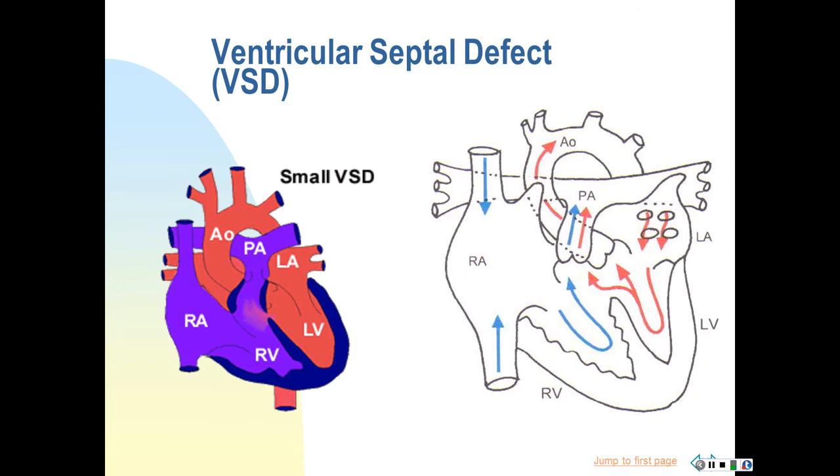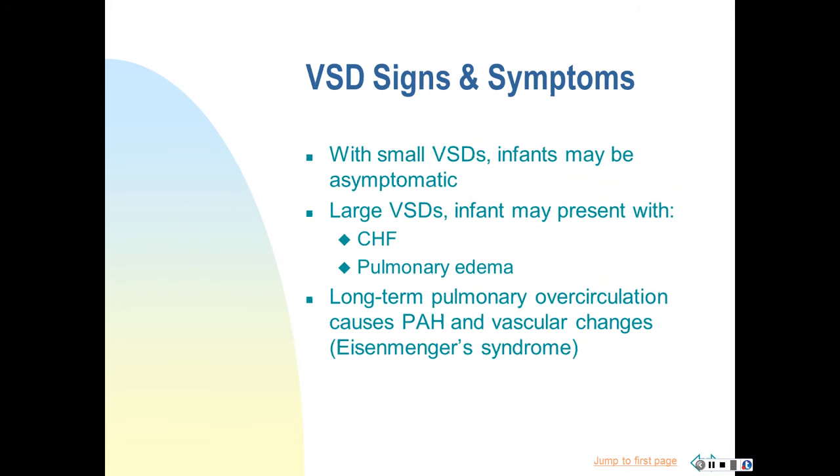Just other ways of looking at it. So if the VSD is small, they might be completely asymptomatic, but if it's larger, again, here we have our reoccurring theme, CHF, pulmonary edema. Every time we have something that increases pulmonary blood flow, one of our biggest side effects is going to be increased pulmonary blood flow. And I mentioned the long-term permanent effects, which will cause pulmonary artery hypertension.